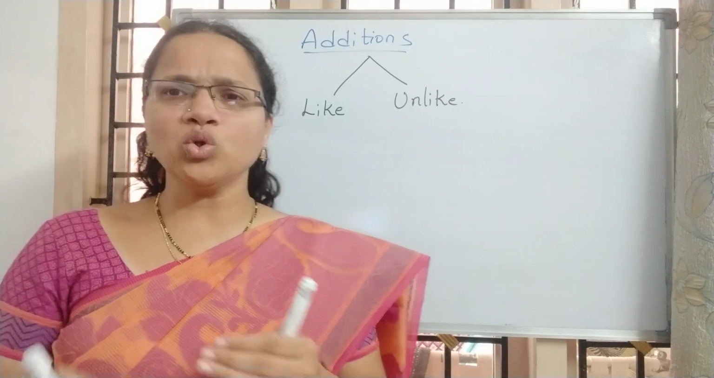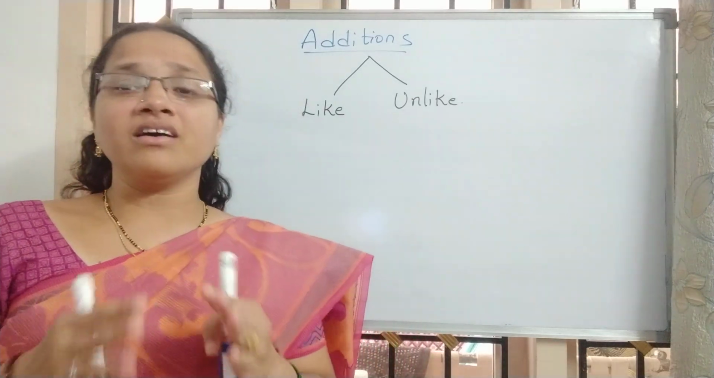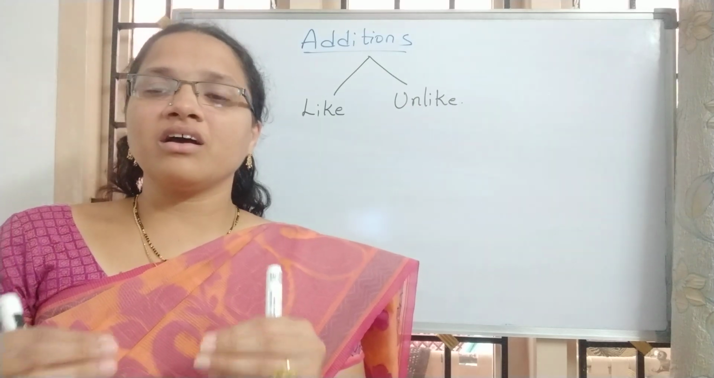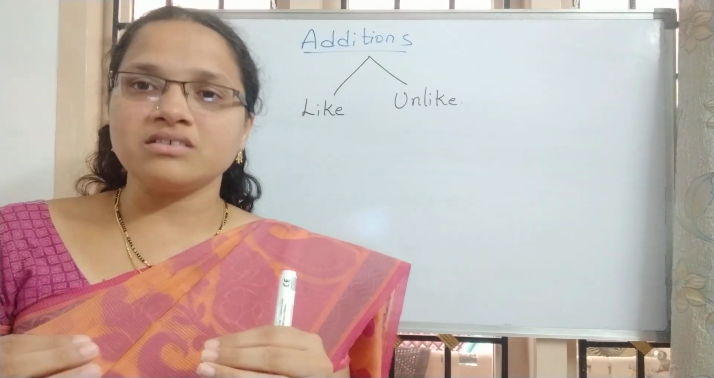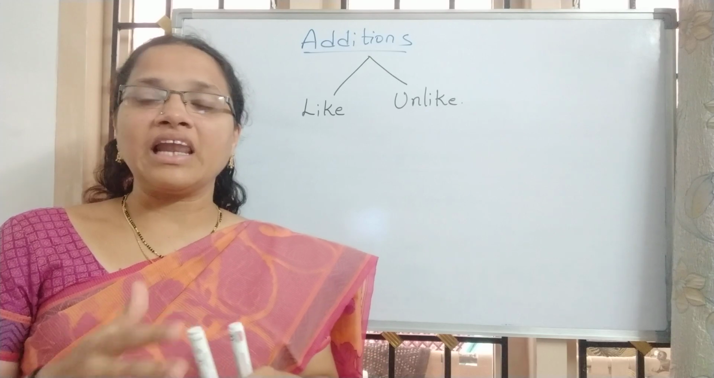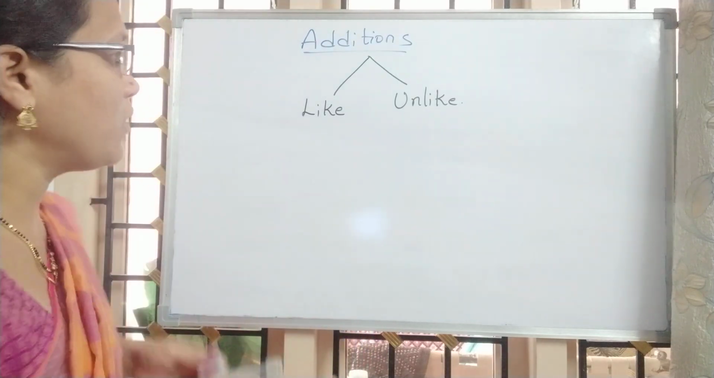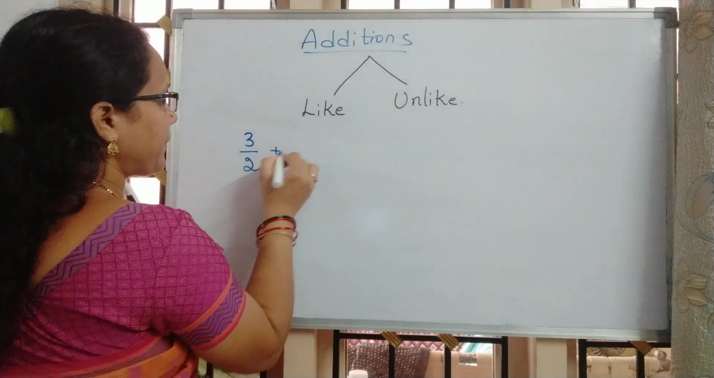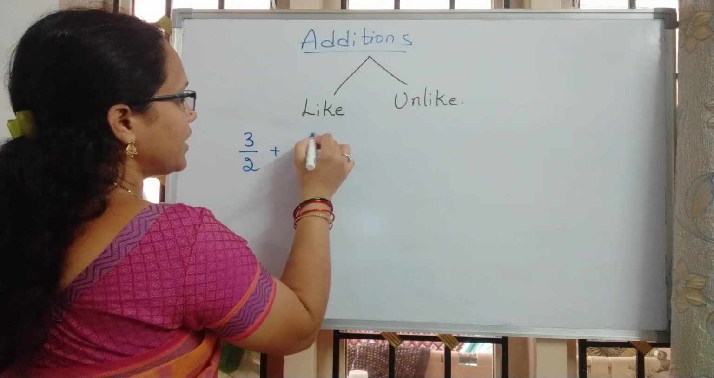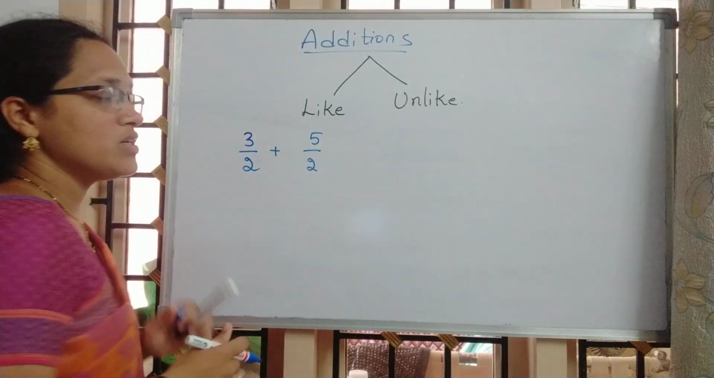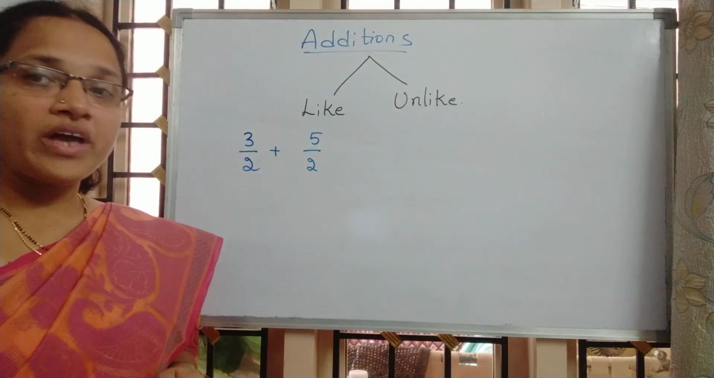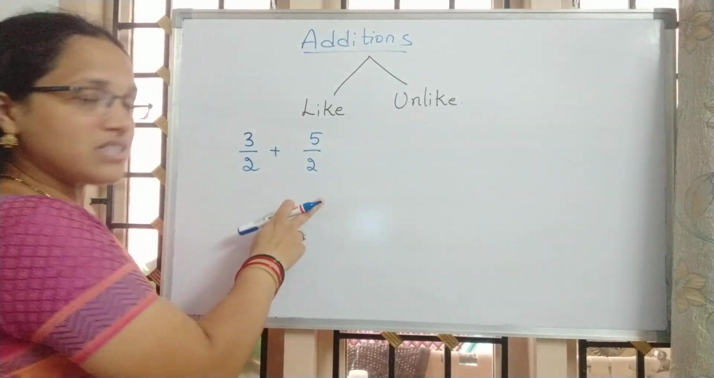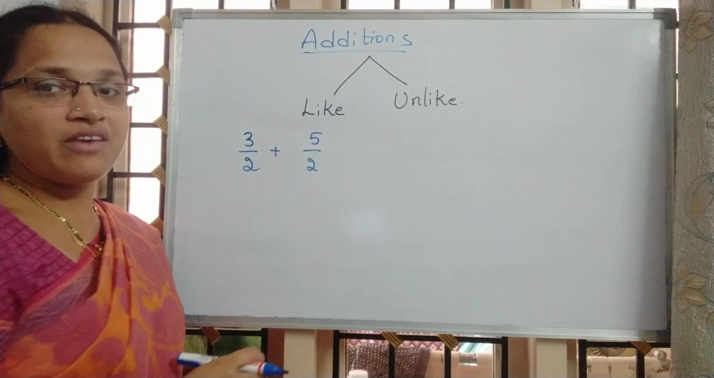Let us take 2 to 3 examples and learn them in detail, how to proceed with additions in like fractions. Let me take one example first. It is 3 by 2 plus 5 by 2. If you observe here, we have the same denominator. Yes or no, children? As we have the same denominator, we call them like fractions.